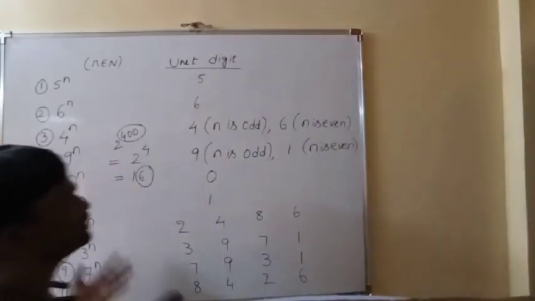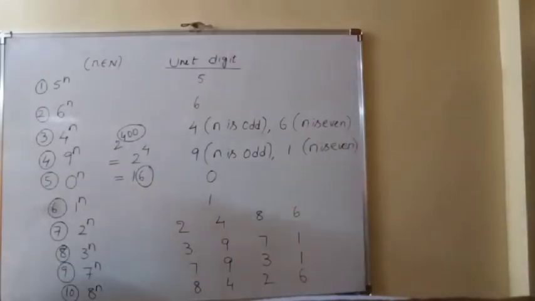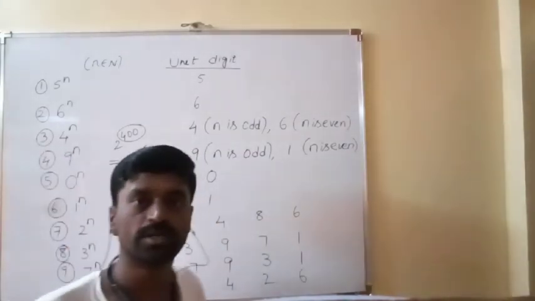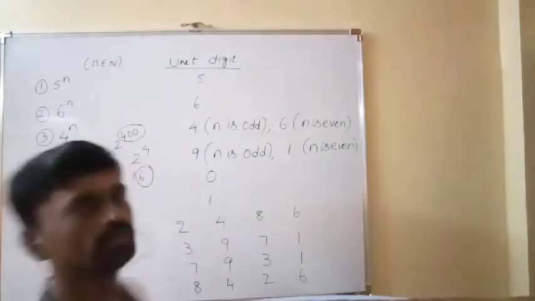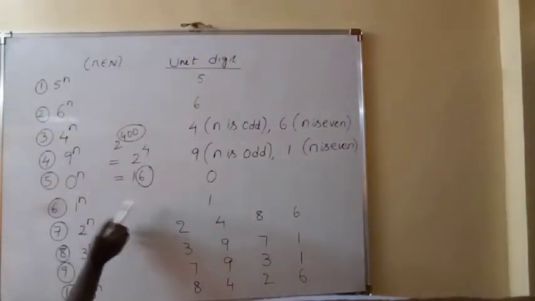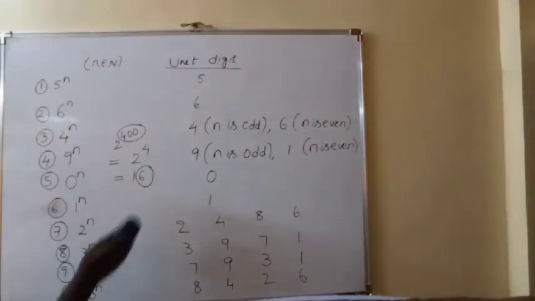That means if you can remember all these things, then you can easily find the unit digit within 10 seconds, maximum. Okay.